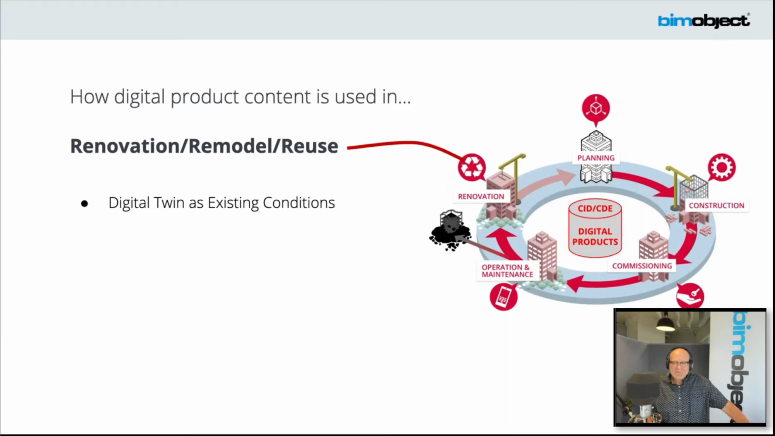So let's move on in the continuous circle. Renovation, remodel, reuse. Often we've been hearing about the digital twin as existing conditions. One of the ways to harvest the value of that digital twin, which was actually created through the other processes and used in operation and maintenance, is to harvest existing conditions at a renovation.